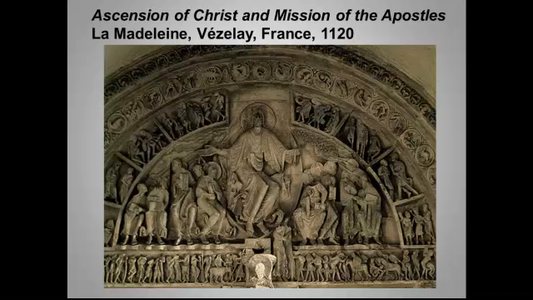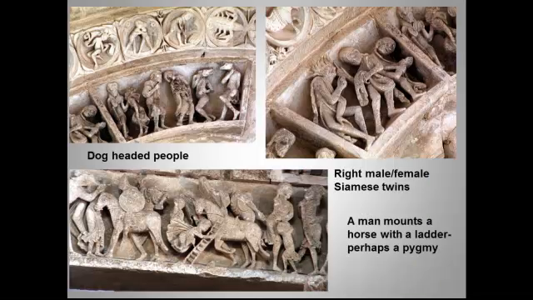Again, stay tuned. Here are some of the weirder details from this piece. The artist is depicting unknown people to be evangelized as very weird. So people with dog heads, Siamese twins, a man who may be a pygmy. In other words, in these unknown lands, here be dragons. Note that this is before the age of exploration, but the Crusades do introduce Christians to new parts of the world.